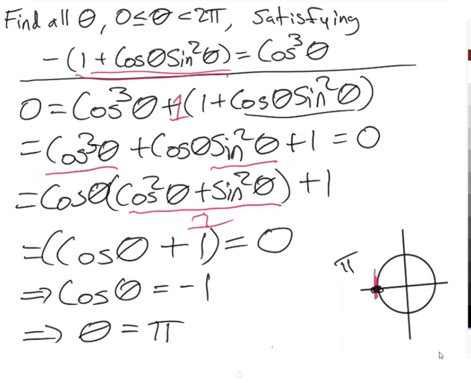Now there is no other location on the unit circle where the x-coordinate is equal to -1. And if we look at the original problem, we require that theta be between 0 and 2 pi, so we may not rotate around the unit circle more than once. So what this means is that the only solution to our original trig equation, -1 times (1 plus cosine theta) times sine squared of theta equals cosine cubed of theta, the only solution to that trig equation is theta equals pi.